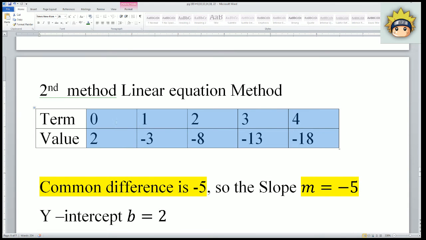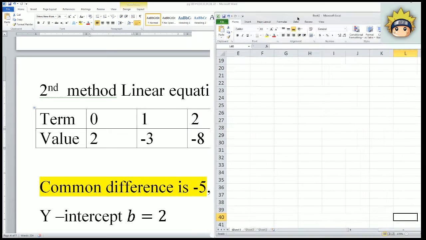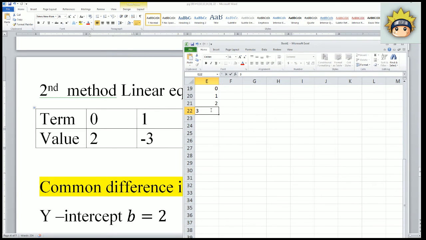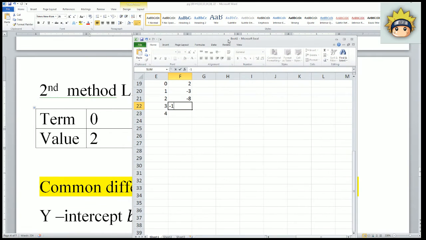So this is very beautiful because once I have it in my chart, I can graph it. Here I have Excel, and let me just put in my terms here. I have 0, 1, 2, 3. How many terms do I have? And 4. From the 0 term, I have 2. The next one, I have -3. And after -3, it's -8, -13, and -18.